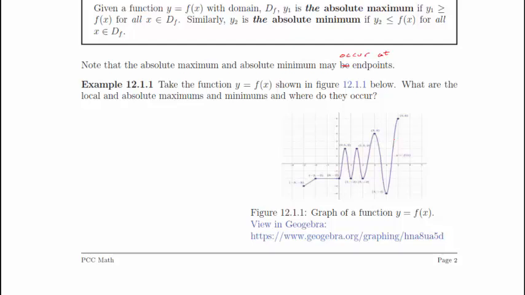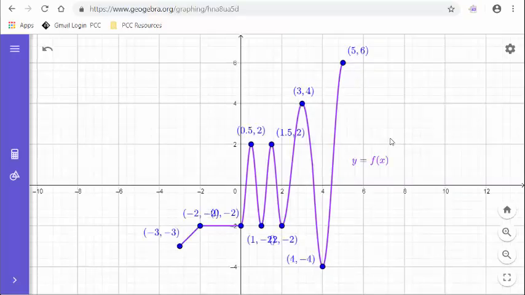Okay, so example 12.1.1. Take the function y equals f of x, shown in figure 12.1.1 below. What are the local and absolute maximums and minimums, and where do they occur? So pulling this graph up in GeoGebra so we can see it a little bit better. Here, this point at the bottom has a y value of -4, and this is the lowest y value on this entire function. At the far right endpoint here, the point (5, 6), this has a y value of 6, and this is the largest y value. 6 is the largest y value that this function outputs. So -4 is the absolute minimum, and 6 is the absolute maximum.